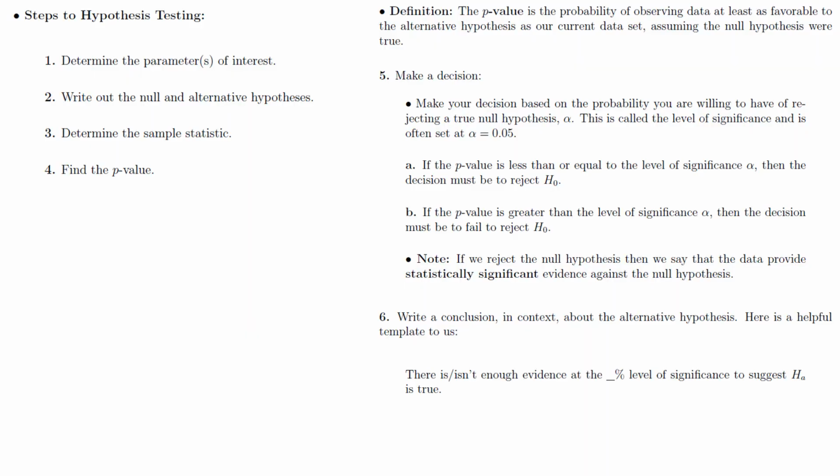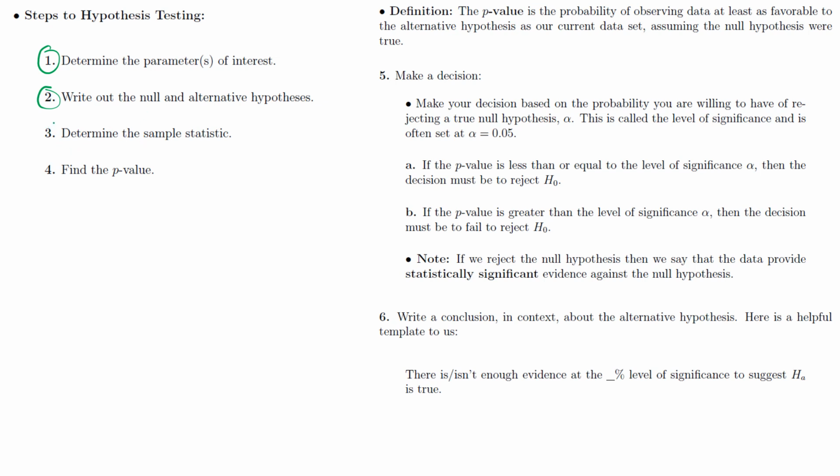In this video, we're going to do another example of testing a hypothesis about a population proportion. And here are basically the steps to hypothesis testing that we introduced in the previous video. So just real quickly, remember we're going to determine the parameter, and I have a little s here because sometimes it'll be multiple parameters of interest. We write down our null and alternative hypothesis.